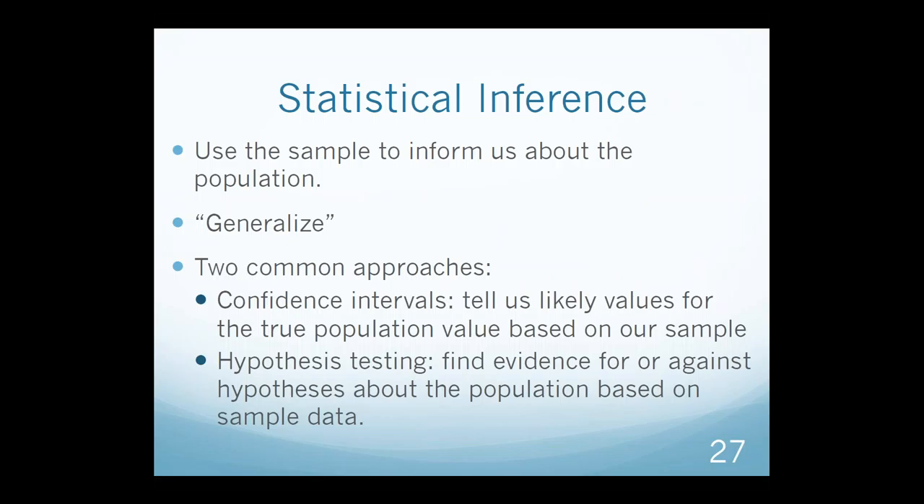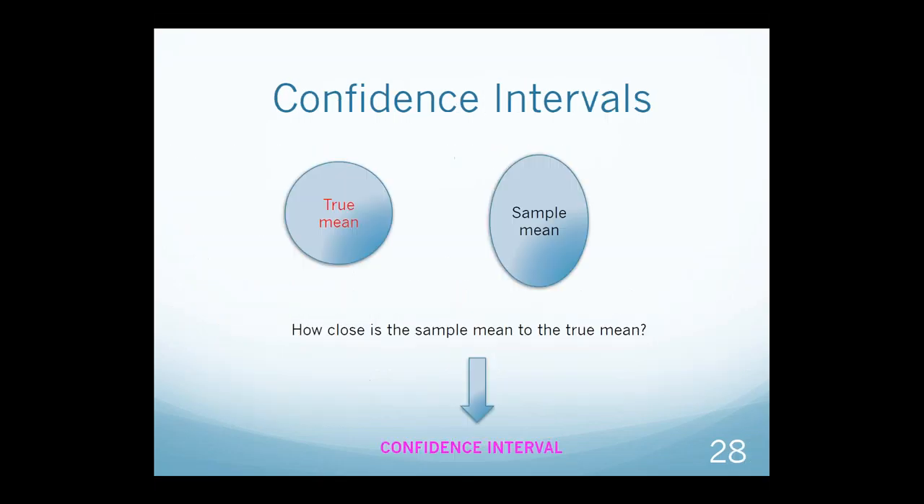Statistical inference is when we use the sample to inform us about the population. We want to generalize whatever we find. To be able to do that, we use two common approaches. One is confidence intervals, and the other one is hypothesis testing. Confidence intervals tell us likely values for the true population value based on our sample. I'll talk about this more. And hypothesis testing finds evidence for or against hypotheses about the population based on sample data.